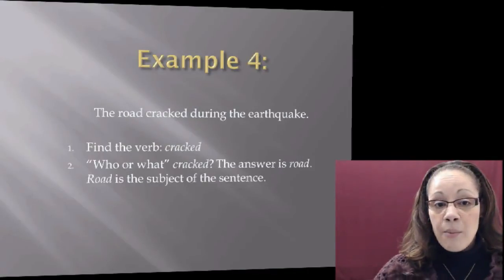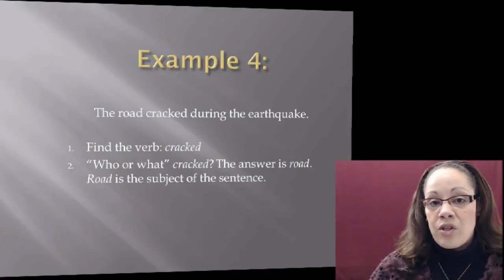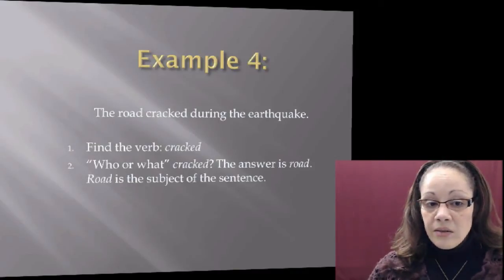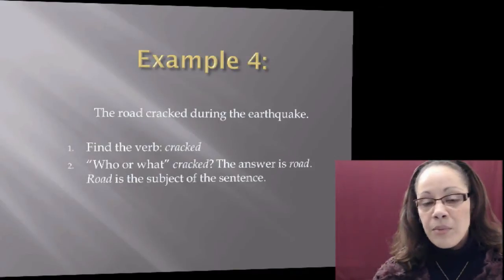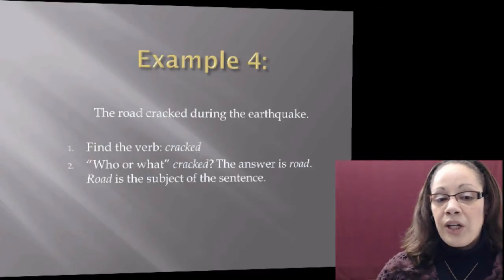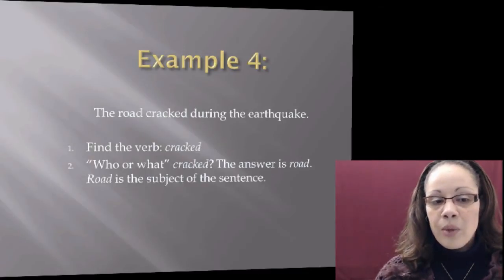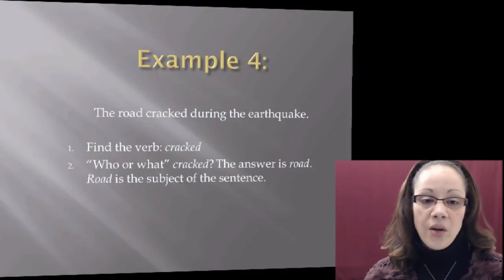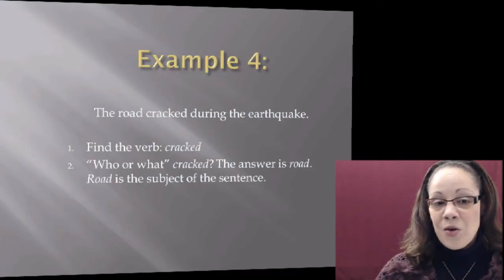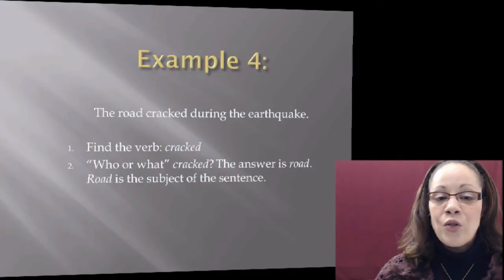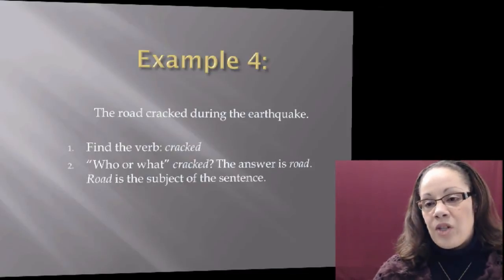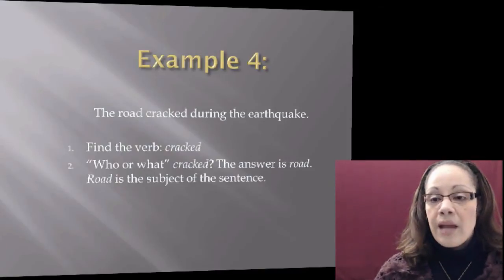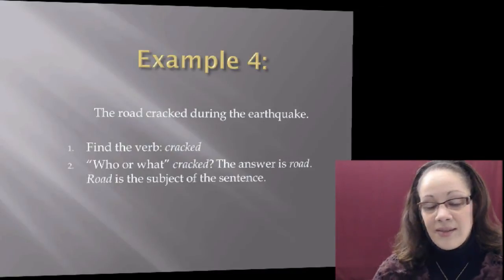And one last example with finding subject and verbs with prepositional phrases. The road cracked during the earthquake. So we have cracked as our verb. I purposely didn't put parentheses around this example here to show you. Who or what cracked? Road is the subject of the sentence. That's our answer to that question. And of course, if you haven't noticed before, but I'm going to let you know now, during the earthquake is our prepositional phrase, so we know that any words in that phrase would not be the subject or verb in our sentence.